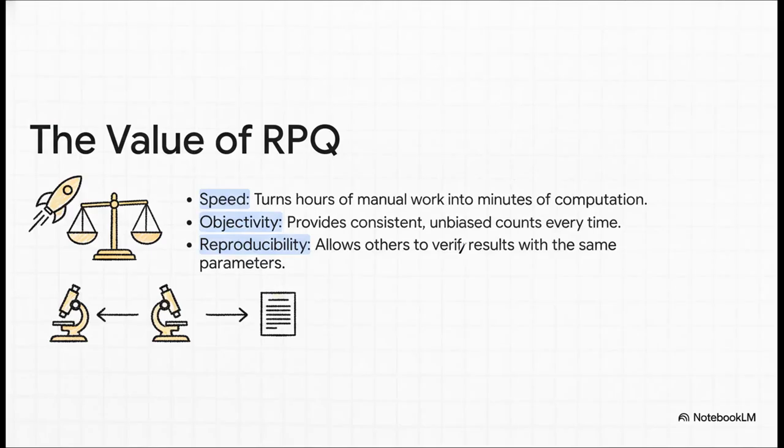When you boil it all down, the value of a tool like RPQ comes down to three things that are absolutely critical in science. First, speed, turning days or even weeks of manual work into just minutes of a computer's time. Second, objectivity. A computer doesn't have an opinion, it gives you an unbiased, consistent count every time. And maybe most importantly, reproducibility. Another scientist halfway across the world can take your video, use your exact same settings, and get the exact same results. That is the absolute bedrock of trustworthy science.